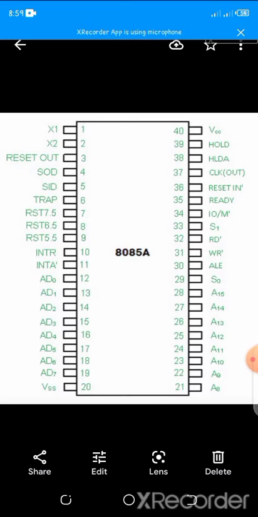And HLDA is a hold acknowledge. And next is VCC, that is the 14th pin. It is used for supply voltage and it is 5 volts.